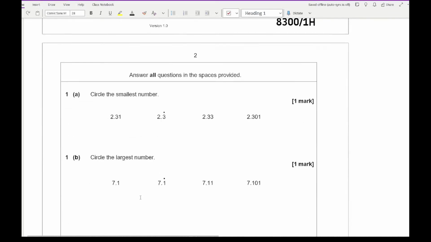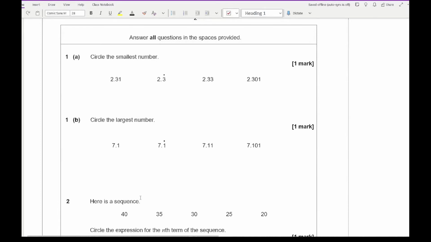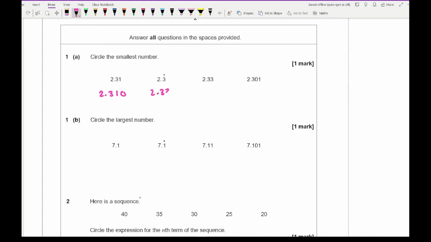So looking at question 1, it says circle the smallest number. With these questions, one thing I would strongly recommend is to get them all to have the same number of digits after the decimal point. So this number would be 2.310, this would be 2.333, this would be 2.330, and this number will be 2.301. Then all you're doing is comparing the last digits, because they all start with 2 and then 3, and circling which number is the smallest, which is our last option.